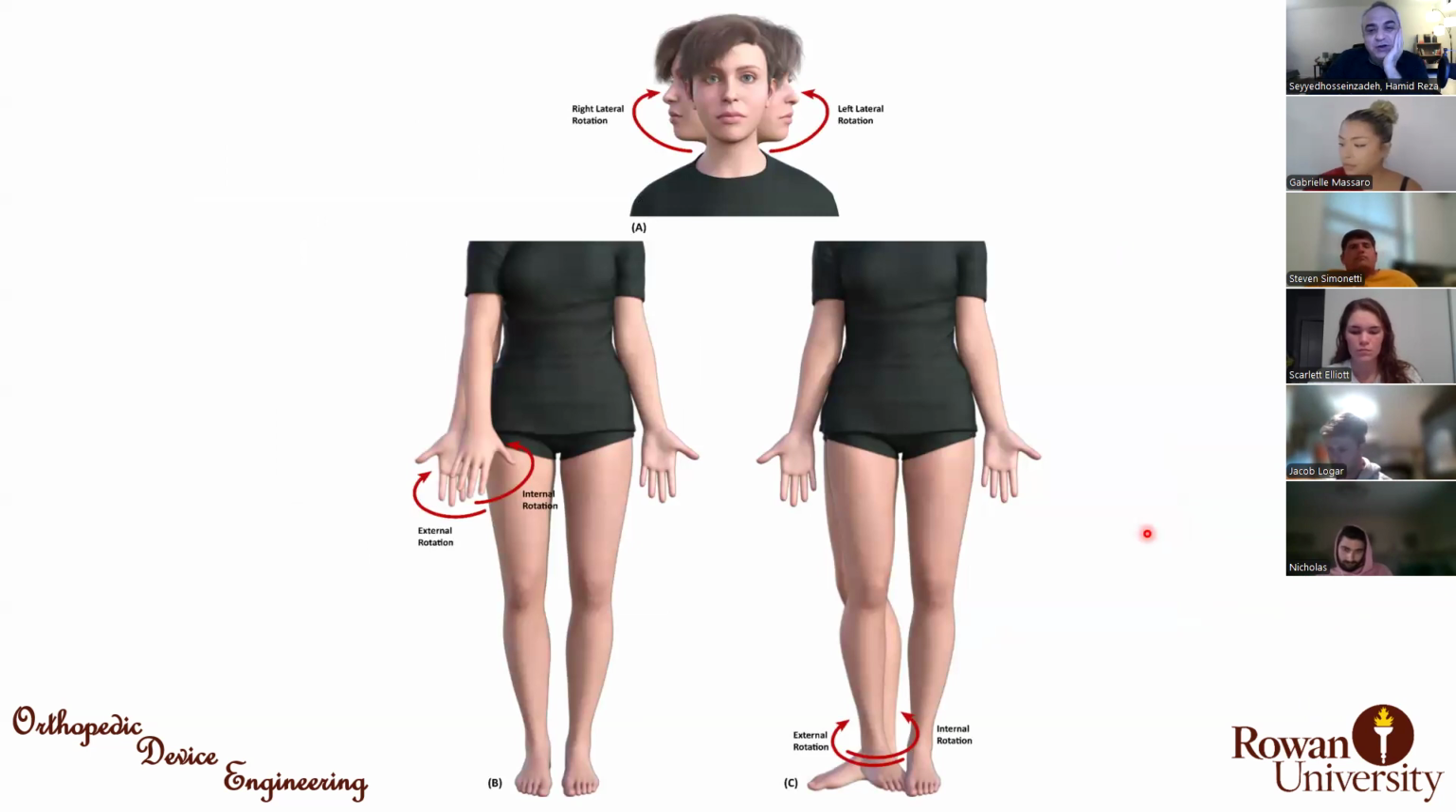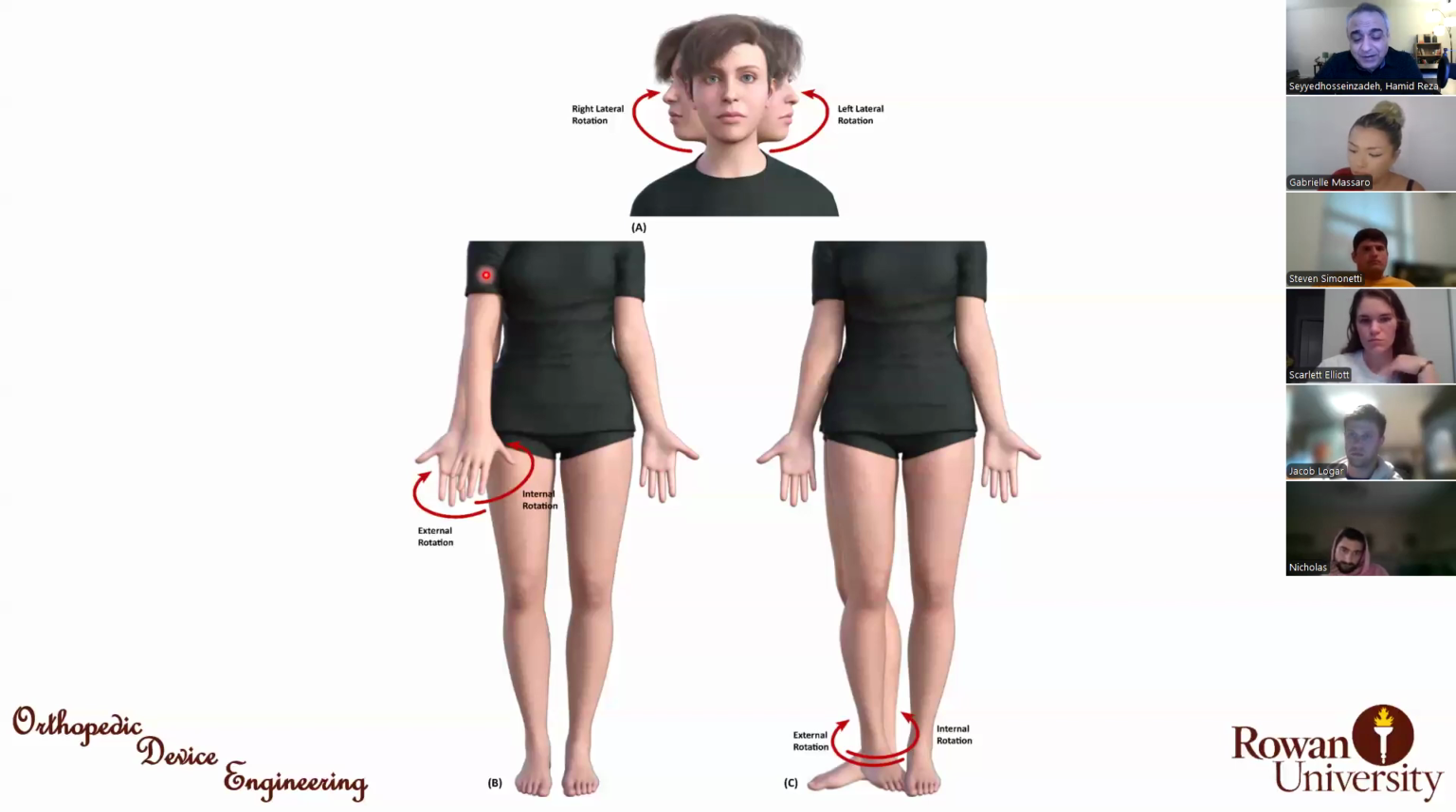We have a rotational motion which happens along the axis of the limb. For example, I am rotating my upper limb. This motion happens in the shoulder in the upper limb, in the hip in the lower limb, and in the neck in head and neck.